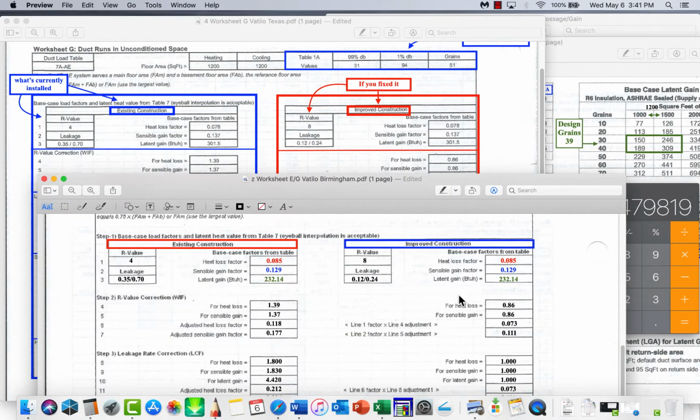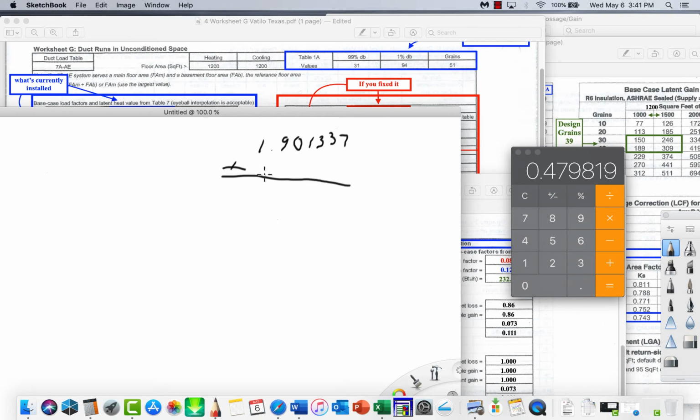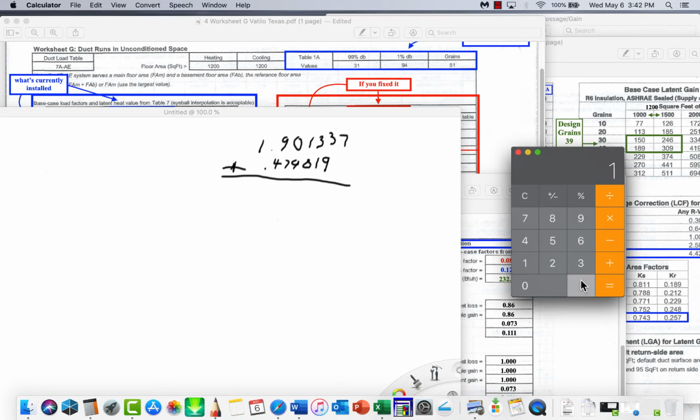Let's go ahead and write that down on our magical worksheet that we're doing. So now we got to add 0.479819. Okay. We're just going to add these two together. That's a terrible addition symbol. So 1.90137 plus 0.479819.